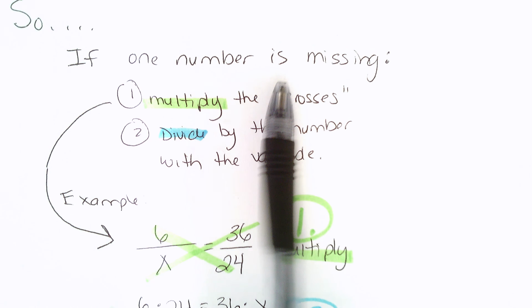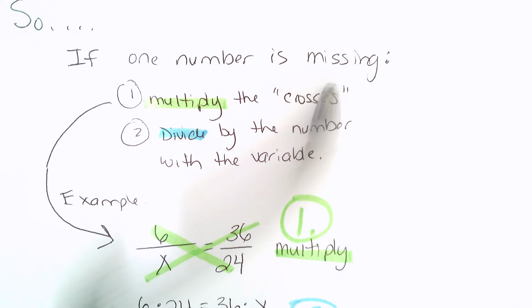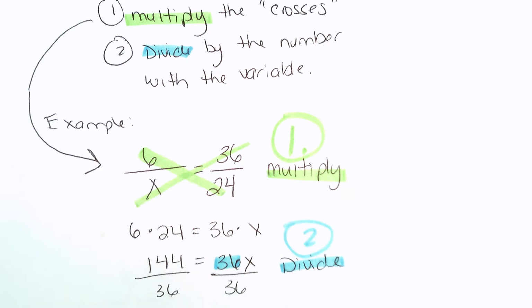All right, so if one number is missing, let's say we gave you that 1/2 equals 2/4, and I left off one of the numbers. You would just do the cross products, pretend like the number's there, and then you would divide by the number with the variable. So you'll have to substitute a variable in for one of those. So let's look at this example.